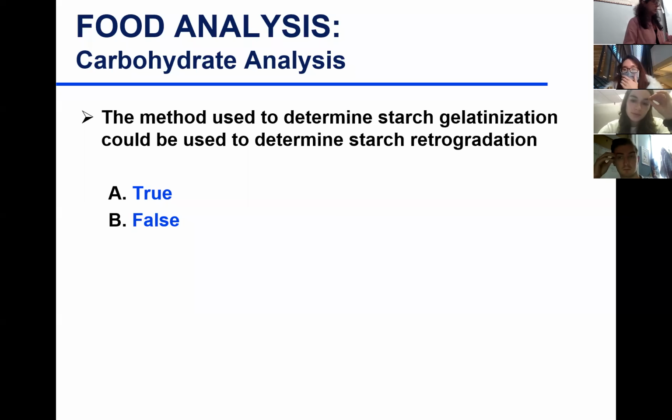I already said retrograded starch is a resistant starch. I already said raw starch is also in the resistant category because we cannot digest, or efficiently digest, raw starch. So these two, can you remember two others? The people are quiet online. Anastasia?